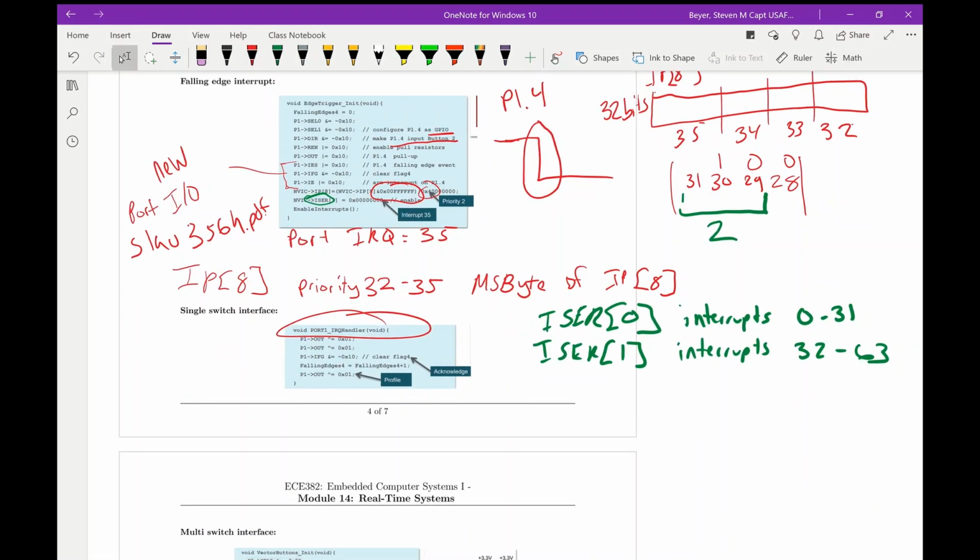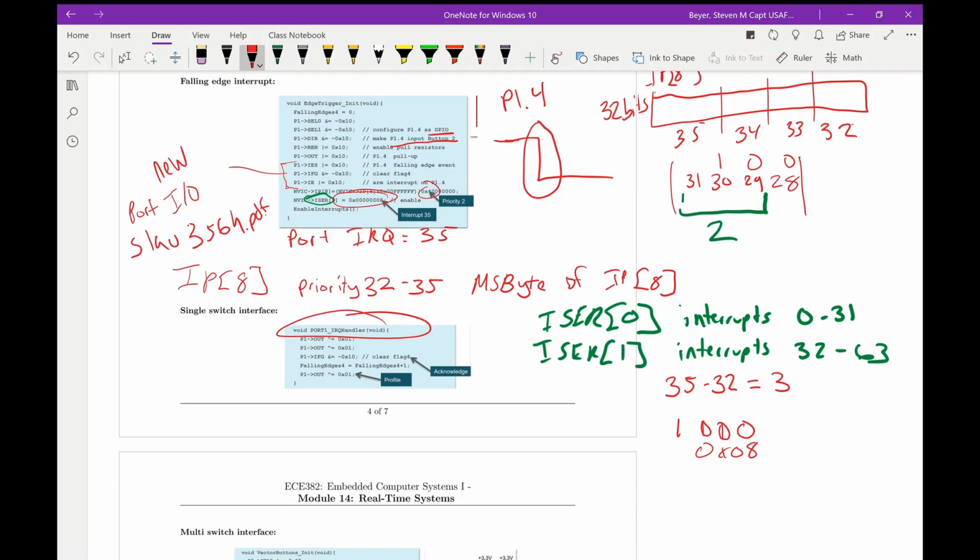So to figure out which bit we have to activate, we take 35 minus 32, which gets us 3. So we need to set bit 3 equal to a 1. And so bit 3 is 0, 1, 2, 3. And that is 0x08. And so that's why we set bit 8.